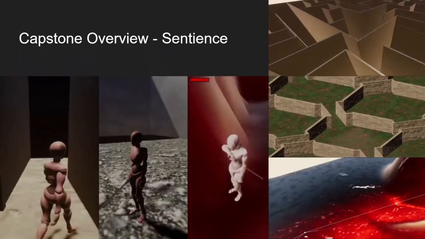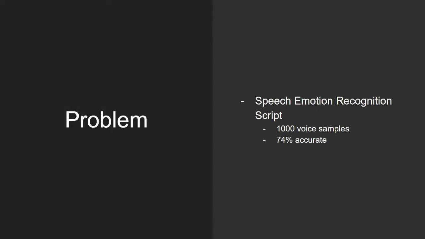But like many projects, Sentience also has an underlying problem in terms of the accuracy of our SER script. This SER script is currently working with the result of 1,000 voice samples trained by scikit-learn, and this dataset gives us a 74% accuracy in determining the emotion classifications mentioned earlier. As a result, our gameplay can incorrectly reflect the changes in the weather and the environment.